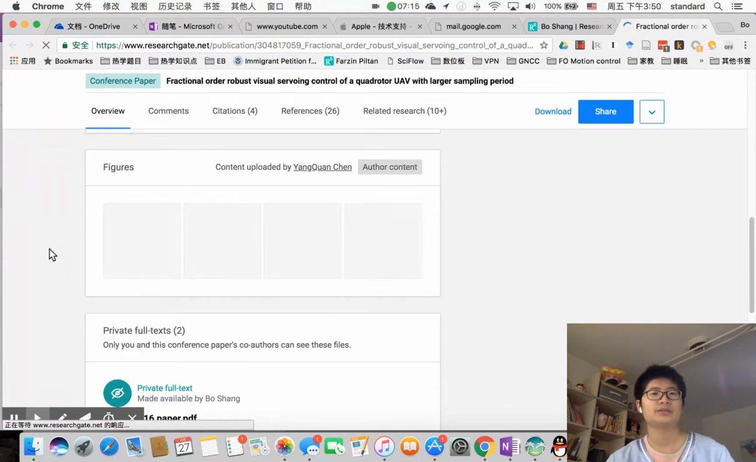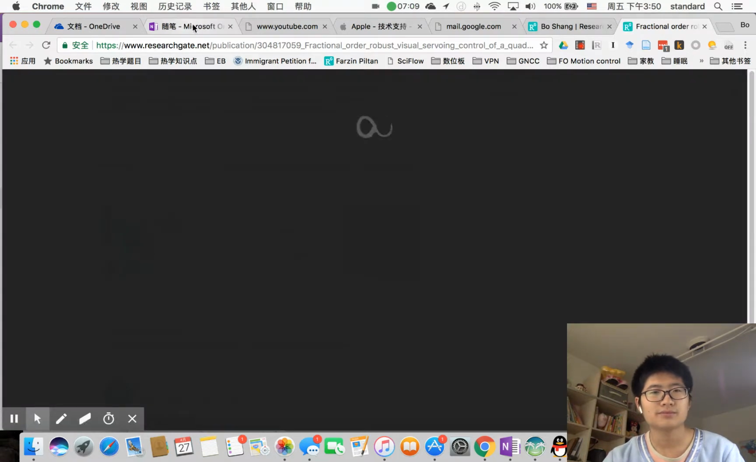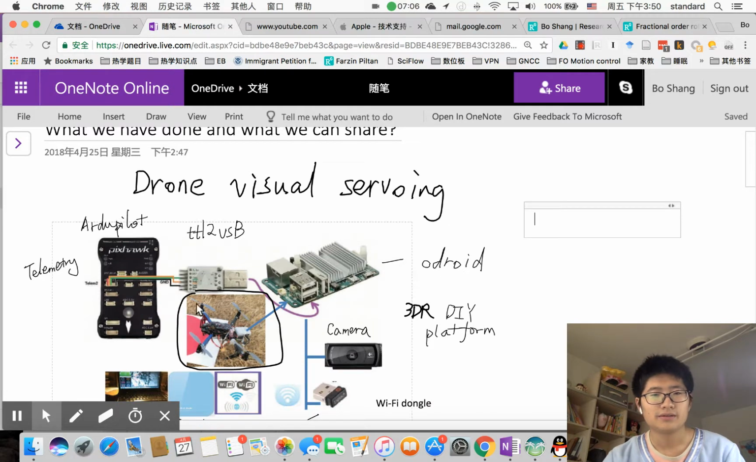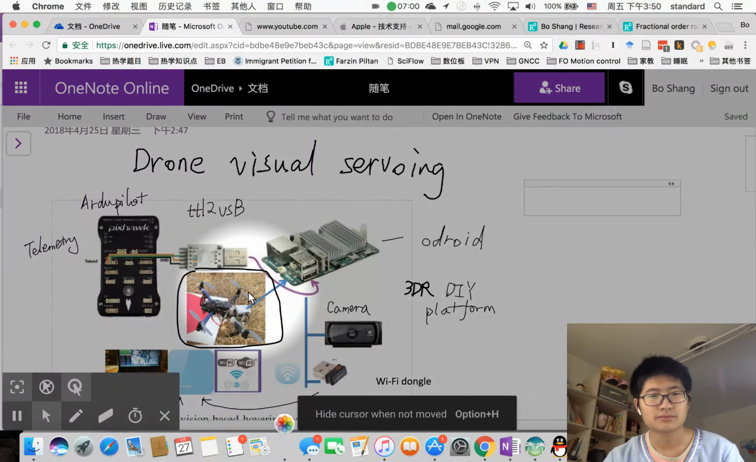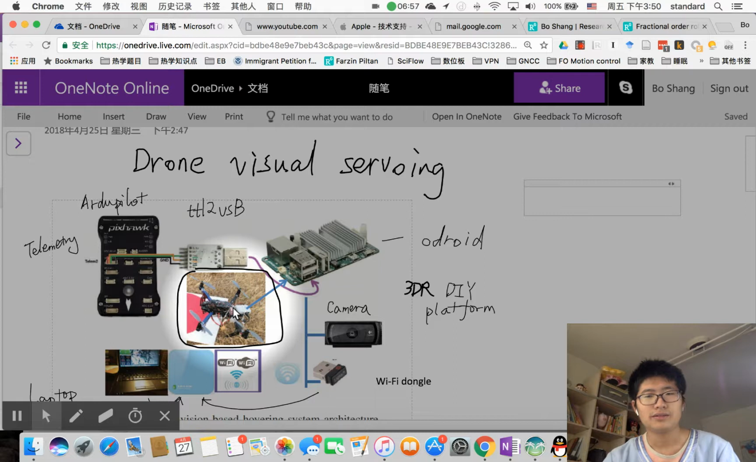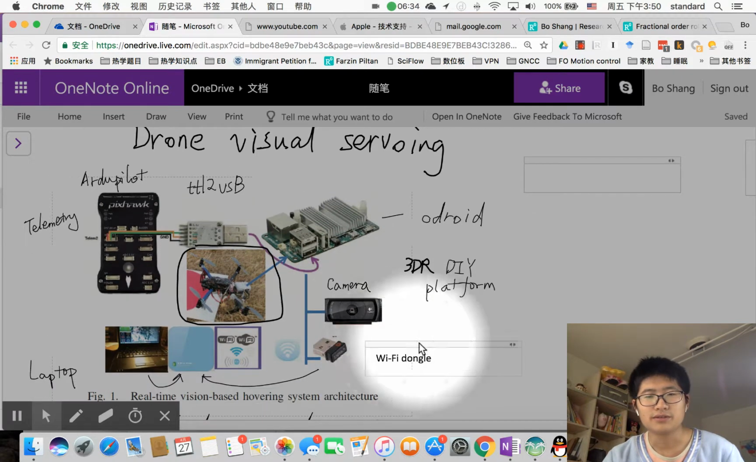First, let me introduce the platform we use. It is a drone platform, like here in the middle. It is a 3DR DIY platform, and then we added an Odroid. On the Odroid, we connected the autopilot with a TTL to USB port. And then we added a camera to the Odroid, and a Wi-Fi dongle.